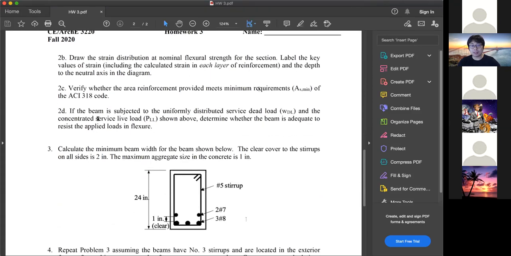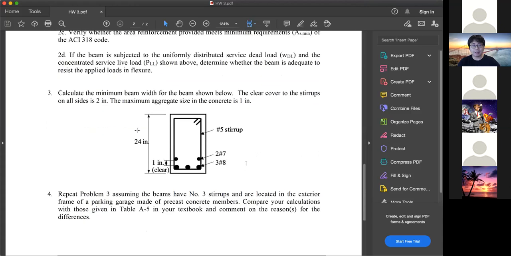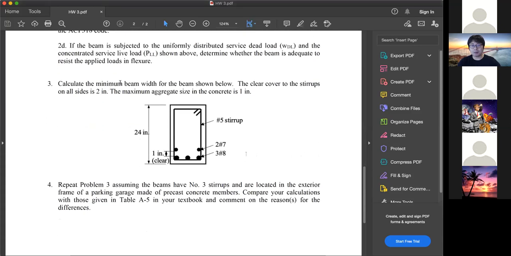All right, so 2D, if the beam is subject to the uniformly distributed load at service level shown above, determine whether the beam is adequate. Don't forget the 1.2 plus 1.6, all right? So 3, calculate the minimum beam width for the beam shown below. The clear cover to the stirrups on all sides is 2 inches. The maximum aggregate size in concrete is 1 inch. So that will tell you the spacing.